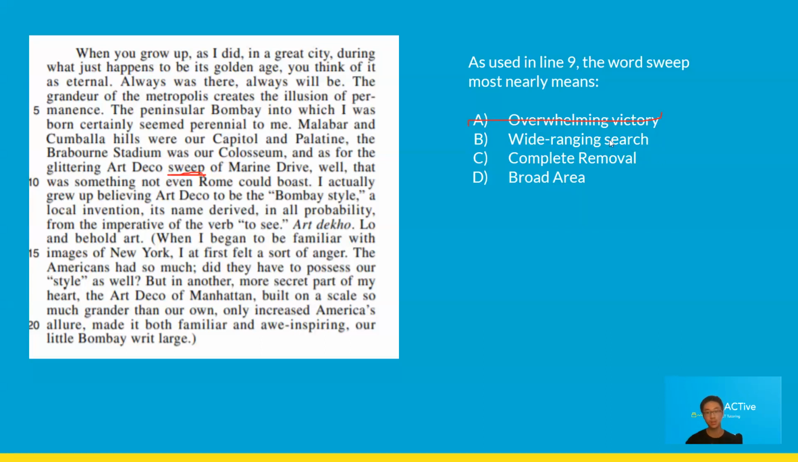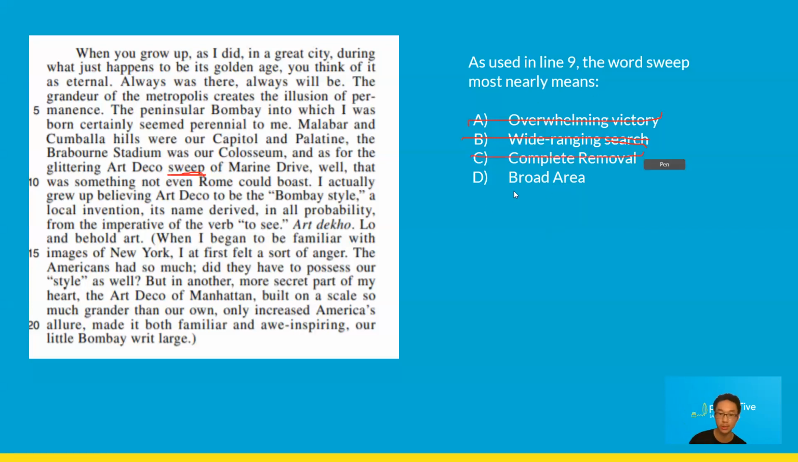So search, since this answer choice includes the word search, right? It's not right because Art Deco isn't searching, and the author isn't searching for anything on Marine Drive. So we can eliminate that. Now, complete removal. And as for the glittering Art Deco complete removal of Marine Drive, well, that doesn't really make sense because you're not taking away anything, right? You're describing the landscape as you travel along. So that's not really a complete removal. So we can eliminate that.